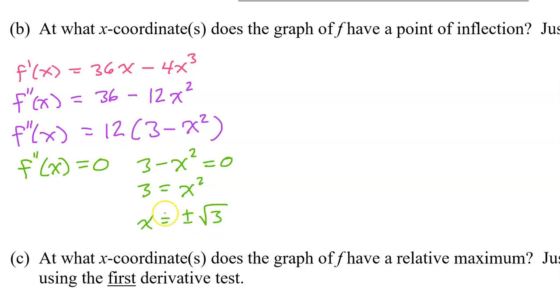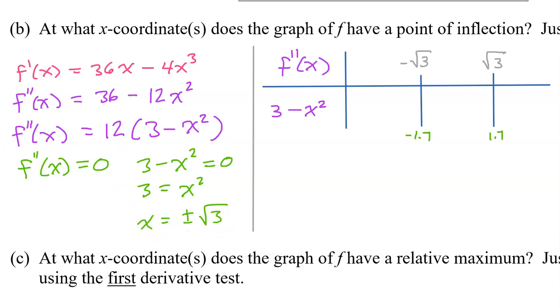So let's put these values on a sign chart. Make sure you label your sign chart as F double prime. We only need the one row for 3 minus x squared because F double prime will be positive wherever this is positive and negative wherever this is negative. The positive 12 does not affect it.